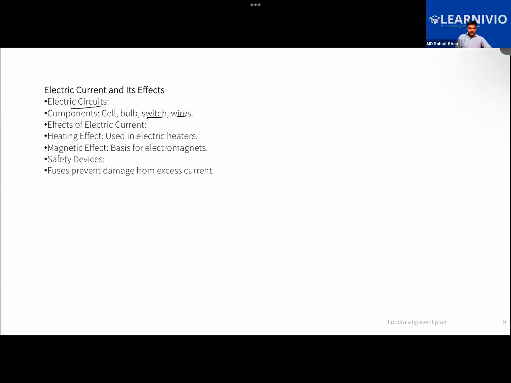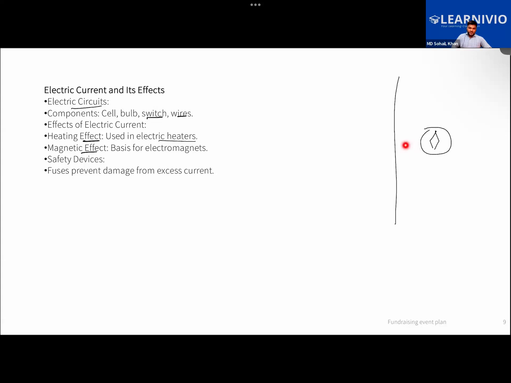Now, there are three effects, but we have learned about two effects of electric current, particularly. In this eighth grade, we'll be learning about the chemical effect also. We learned about heating effect, that when electric current passes through conductors, it gives out heat also. So we have applications like in the electric heaters, particularly in room heaters and water geysers, where the heating effect is used.